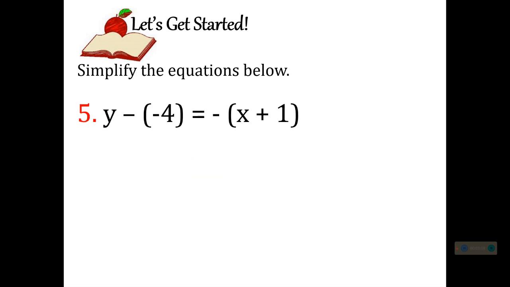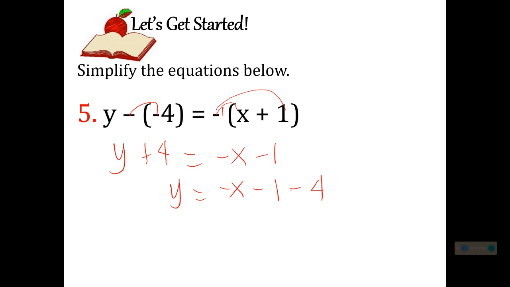Okay? For the last example, let us have y minus negative 4 equals negative times the quantity of x plus 1. So again, the distributive property will be used. So we have here y, negative times negative 4 is positive 4. Equals, we have here an invisible 1, so that's why you will have here negative 1 times x is negative x. Negative 1 times negative 1 is negative 1. Then, using the addition property, we have here y equals negative x minus 1, and this will become negative 4. Then, our equation now is y is equal to negative x minus 5.